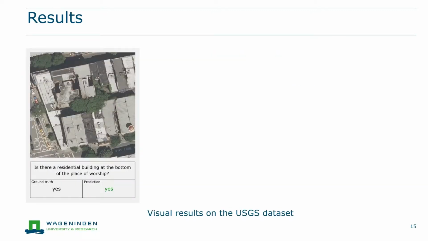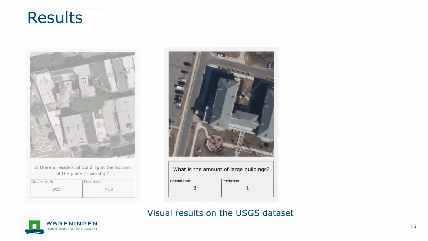We can now have a look at three visual results. In the first one, the question is, is there a residential building at the bottom of a place of worship? This question involves spatial reasoning in addition to object recognition and shows that natural language is a relevant interface for this kind of complicated questions. The second example, on the opposite, shows a case in which natural language makes the problem ill-posed. Indeed, while the question is about the number of buildings, this object does not have a strict and universal definition. Therefore, both answers, 3 and 1, could be correct.